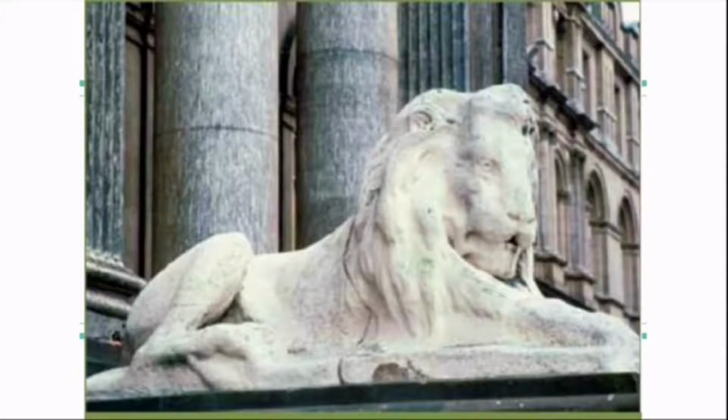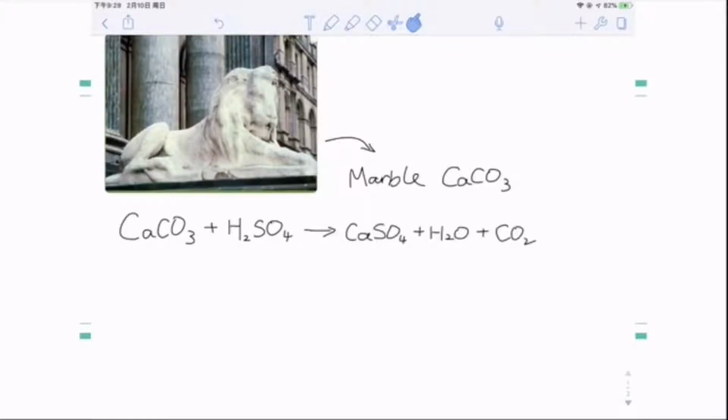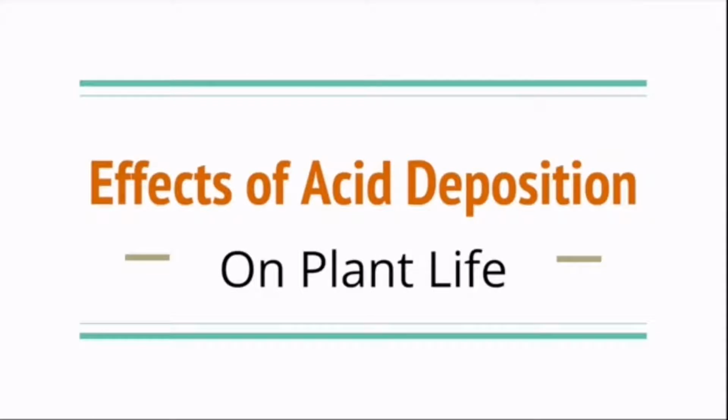Marble is a form of CaCO3. The acid, sulfuric acid, reacts with CaCO3, forming CaSO4 in aqueous state and carbon dioxide. Since CaSO4 is more soluble, the statue will be washed off. Also, acid deposition affects plants.